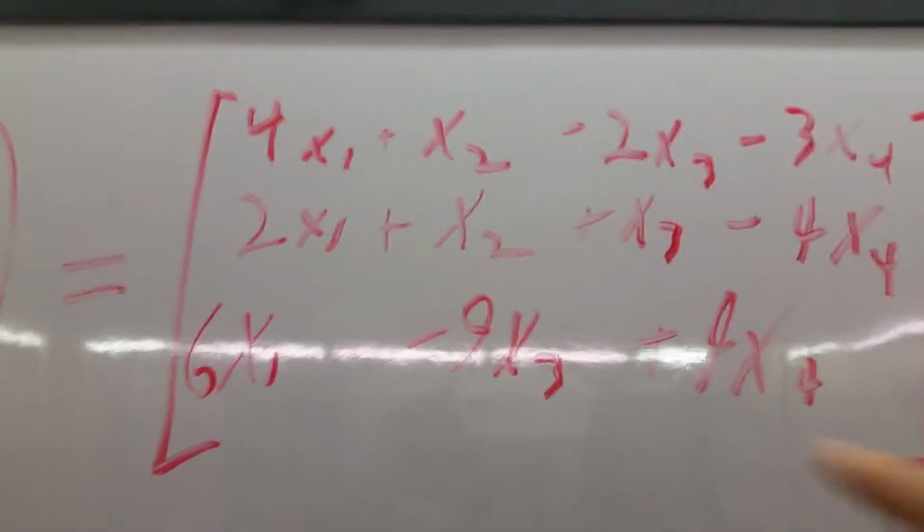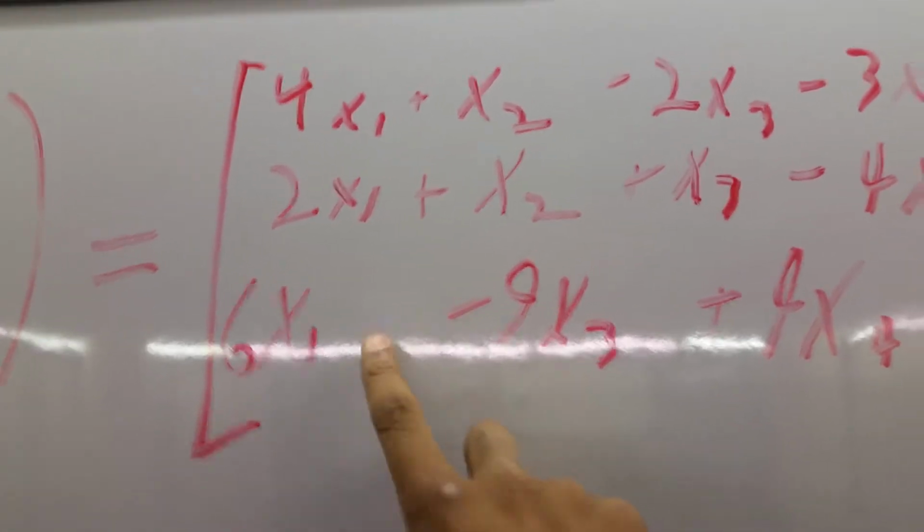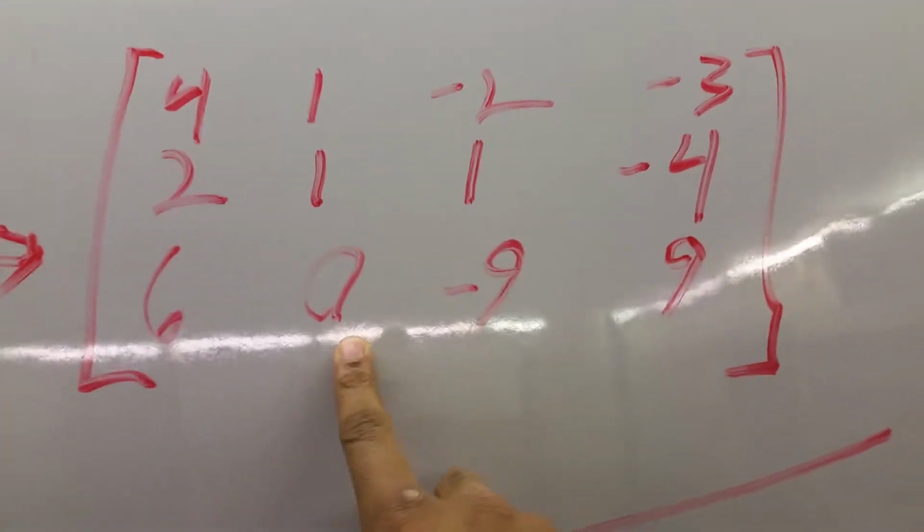them in matrix form. As we see here, there is no x2. That simply means that for our x2 in the matrix, we put down a 0.